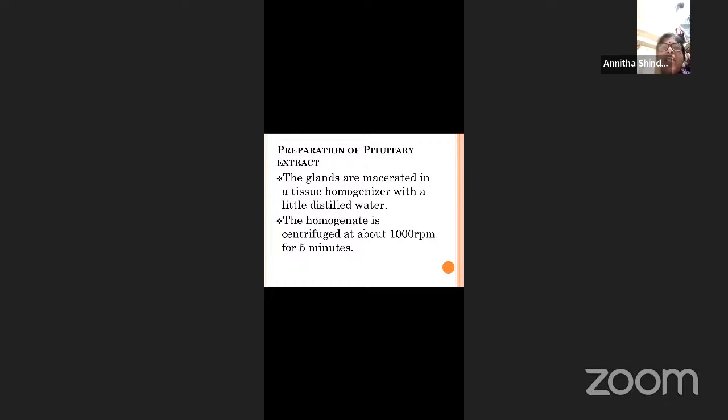If you have a tissue homogenizer, you can put them in a tissue homogenizer. If you don't have one, you can put them in a mortar and pestle and grind them with a little distilled water. Then the homogenate will be ready. That homogenate, you have to centrifuge at 1000 rpm for 5 minutes. So that is how we prepare a pituitary extract.